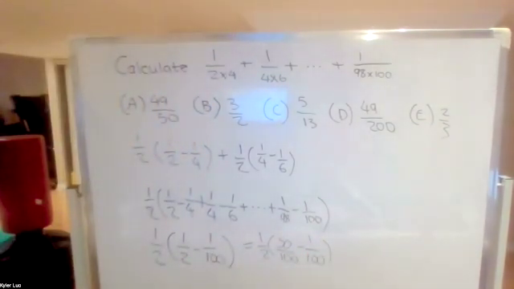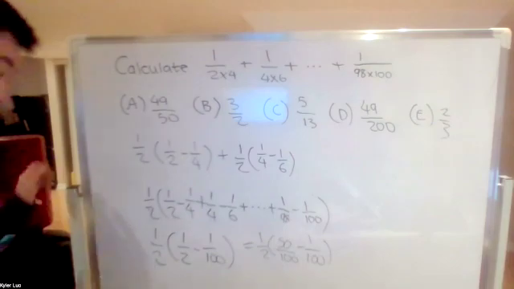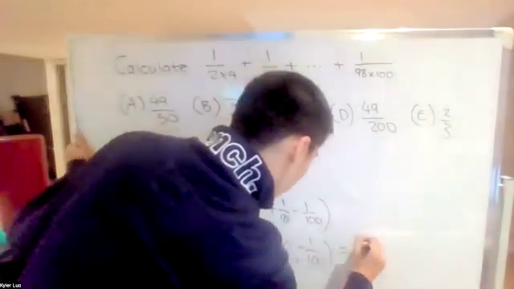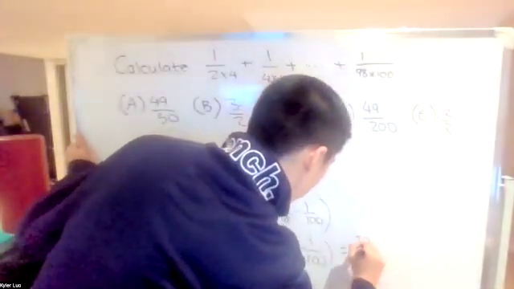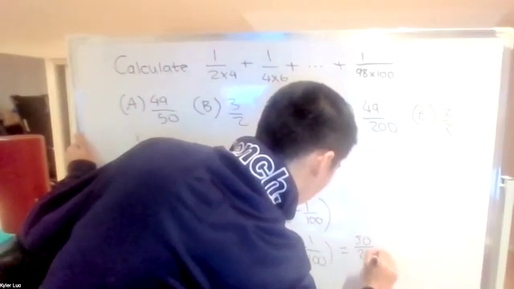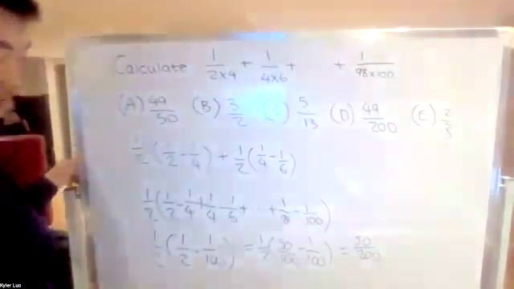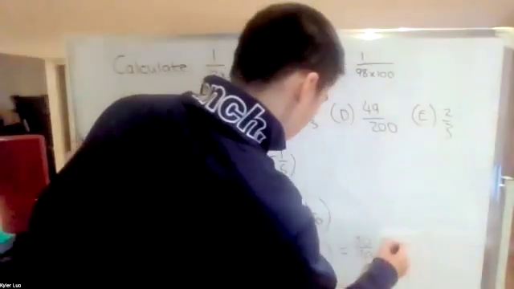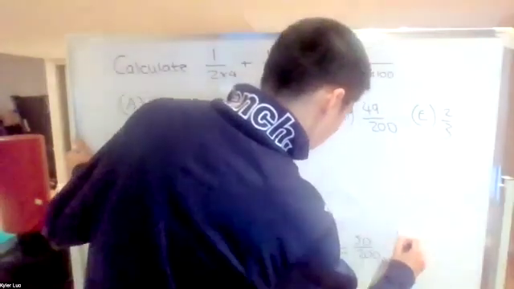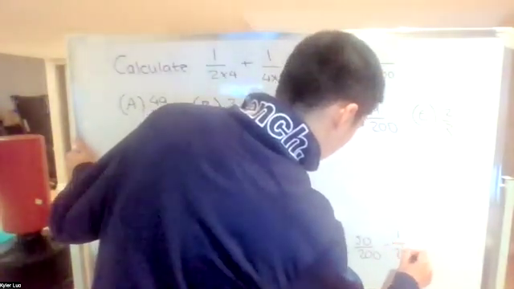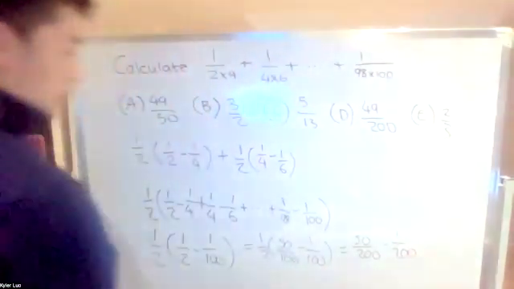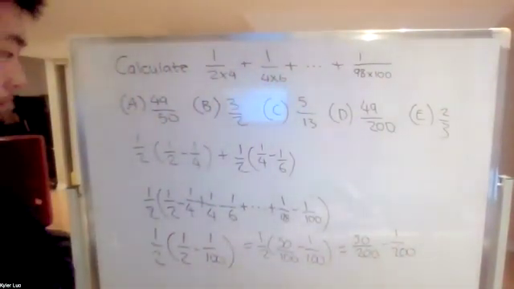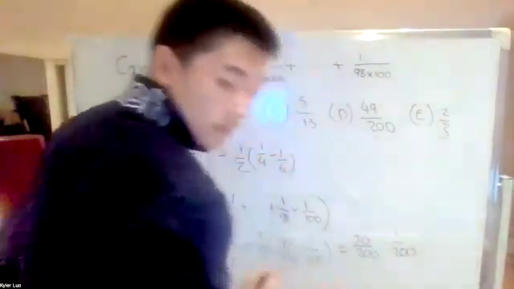Now just apply the distributive method. So 1 over 2 times 50 over 100 is 50 over 200. Then we apply the same method to 1 over 2 and 1 over 100: 1 over 2 times negative 1 over 100 is minus 1 over 200, which gives 49 over 200. Therefore the answer is D.